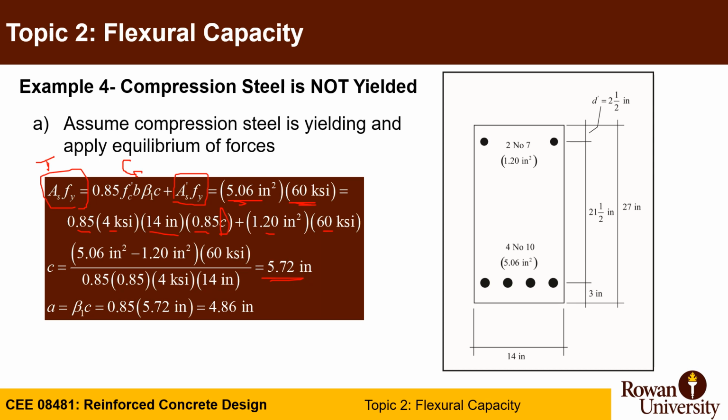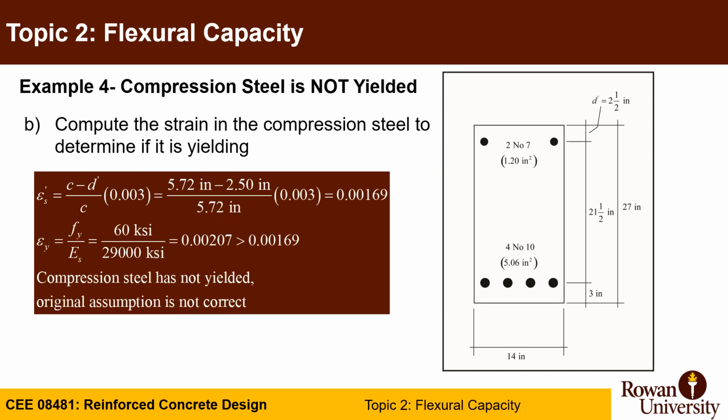Calculating A as beta 1 C. Beta 1 is 0.85 because F prime C is 4. Gives you A as 4.86. Let's calculate and double check if steel is yielded given that C is 5.72. Epsilon S dash equals C minus D dash divided by C times 0.003. In this case, 5.72 minus 2.5 divided by 5.72 times 0.003 gives you 0.0017 almost, which is less than the yielding. So compression steel is not yielding.